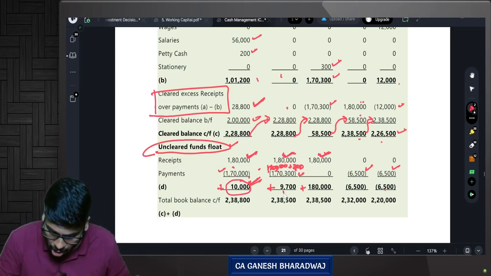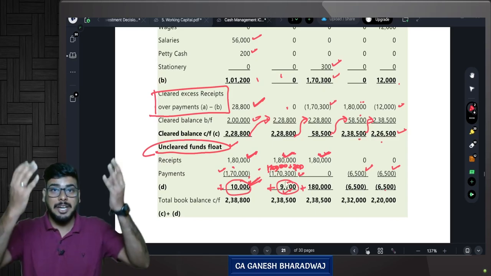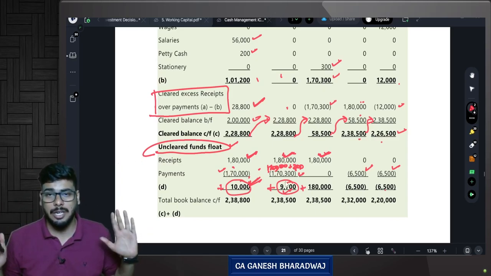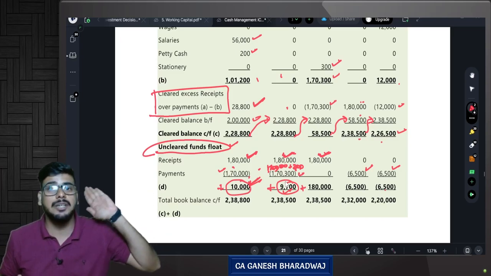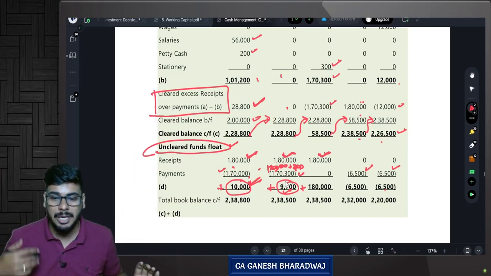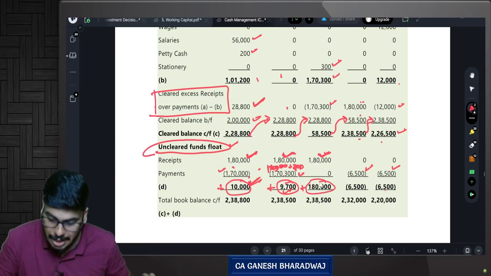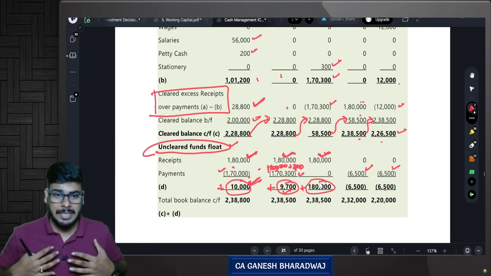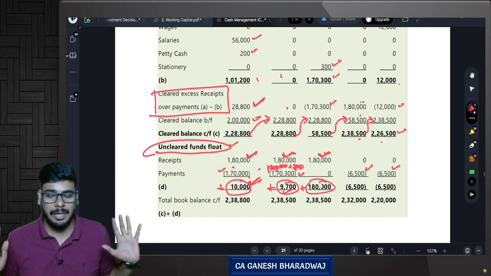Uncleared fund. Then on the second day, if you see, I am still yet to receive 9,700 rupees. It is a transaction that has been initiated, but it is yet to reflect in my bank account. Then on the third day, if you see, 1,80,000 rupees I am about to receive, but it is not yet reflecting in my bank account.